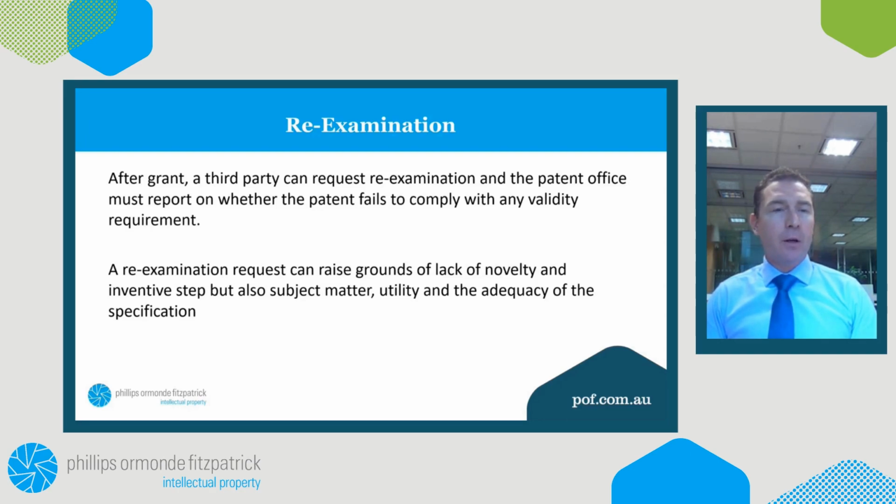Like a Section 27 notice, a re-examination request allows third-party observations asserting that the invention, the subject of the application, is not a patentable invention on the basis of lack of novelty and inventive step, but also allows grounds of subject matter, utility, and the adequacy of the specification to be raised. Again, the request should identify documents relied upon, provide observations as to why the application is said to be invalid, and can also include legal argument.